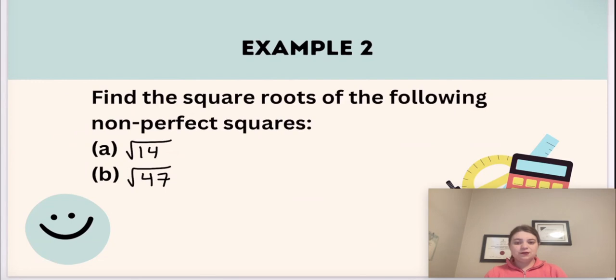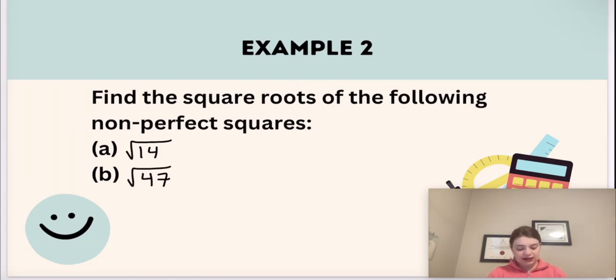Next, let's try this one. Here it asks us to find the square roots of the following non-perfect squares. Now, here's the thing. Whenever we take the square root of a non-perfect square, we're not going to be able to get an exact answer in decimal form or fraction form or things like that. The reason being is because whenever we take the square root of a non-perfect square, that means that we're going to end up with an irrational number. And so we're just going to type this in the calculator and round it off.